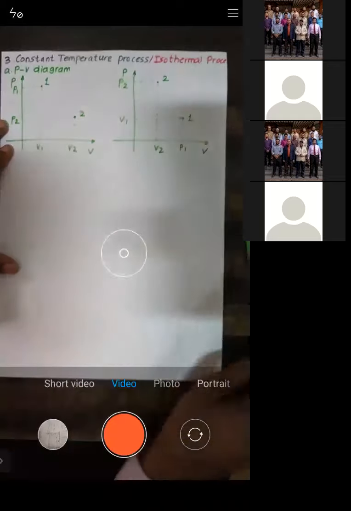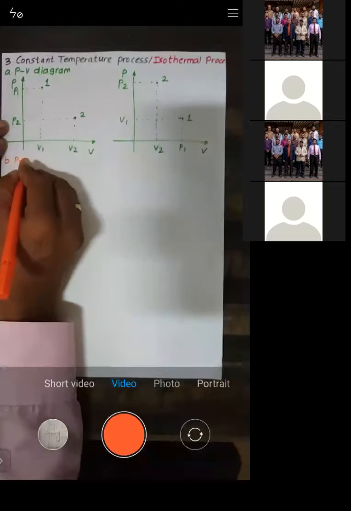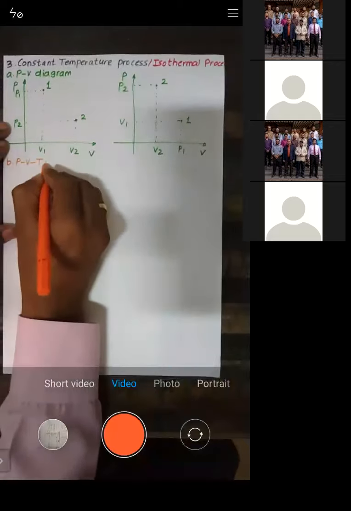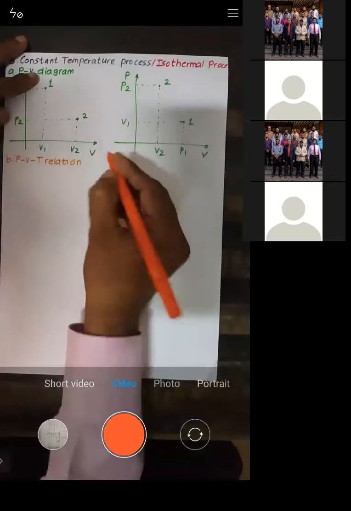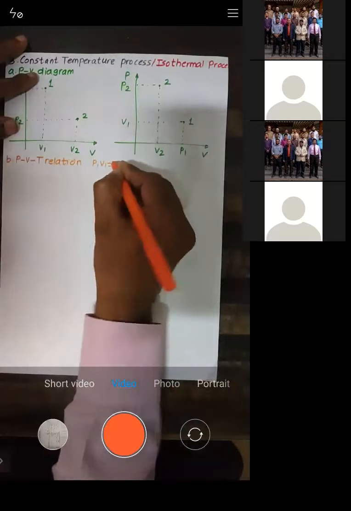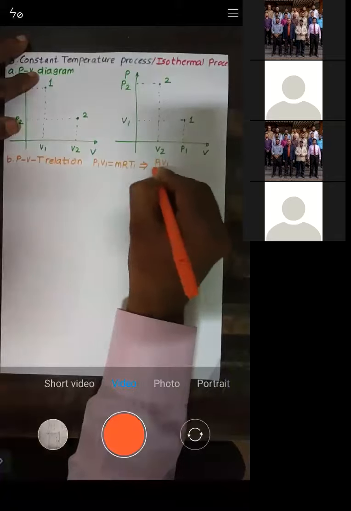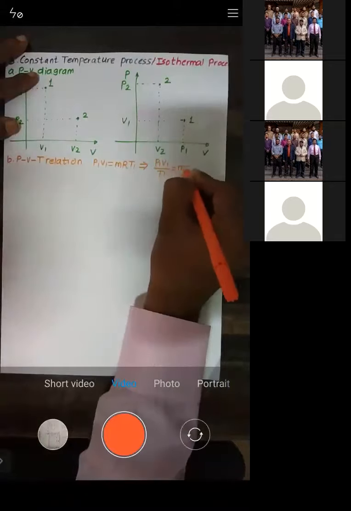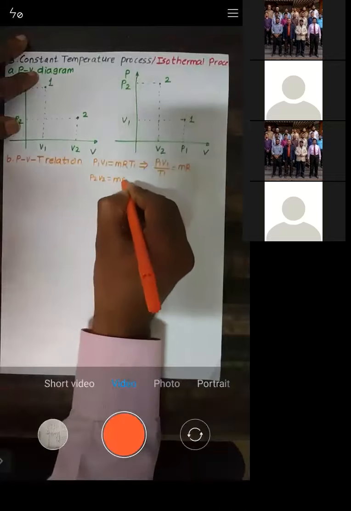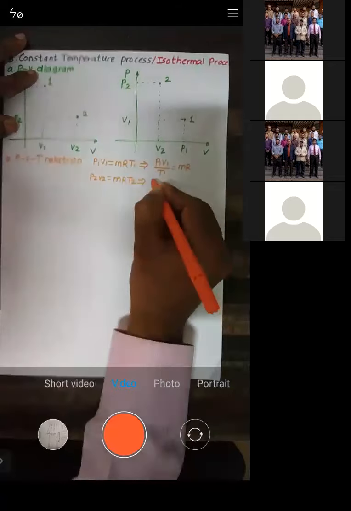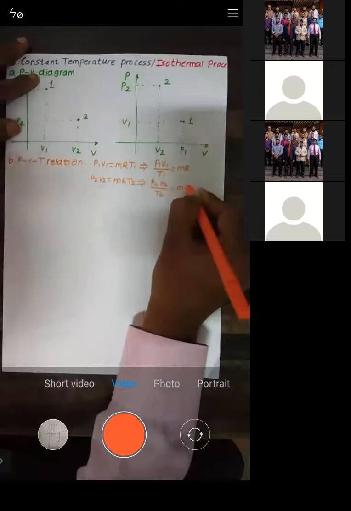Let's proceed ahead. Let's start with the PVT relationship. What is the relationship between pressure, volume, and temperature? As you know, P1 V1 is equal to MRT1, so P1 V1 by T1 is equal to MR. Similarly, we have P2 V2 is equal to MRT2, so P2 V2 by T2 is equal to MR.